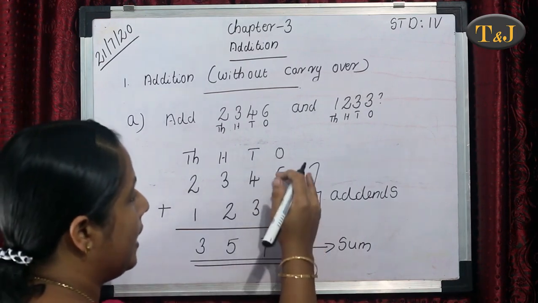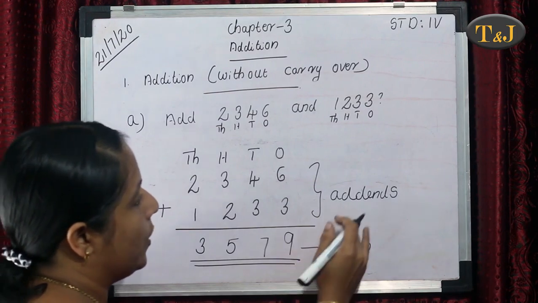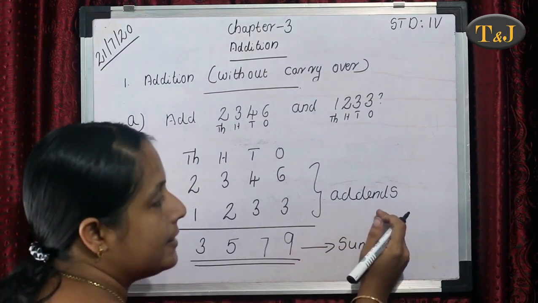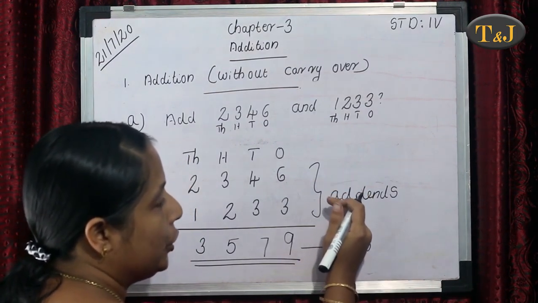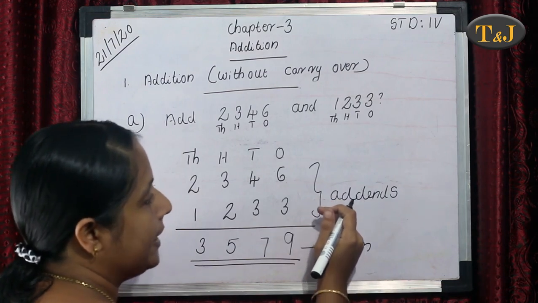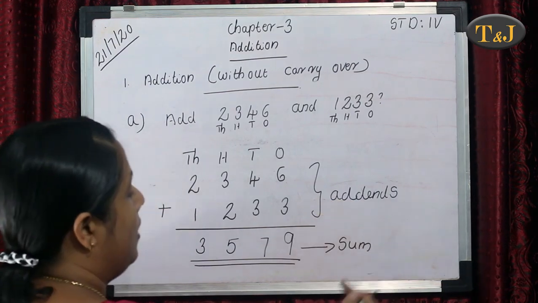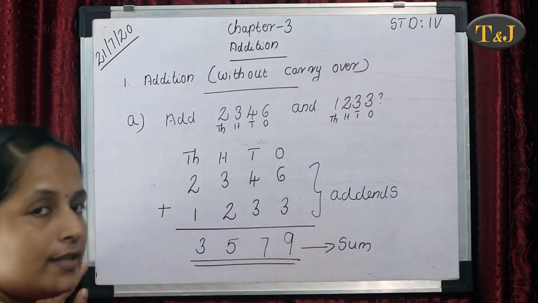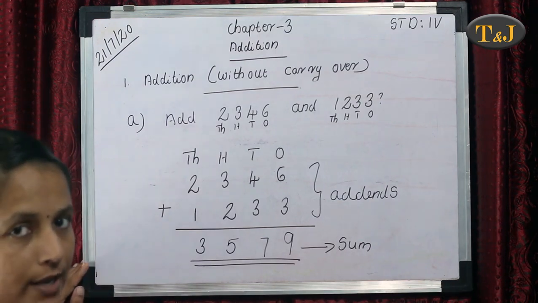The two numbers we are adding are known as addends. It is a new term. Then the result is known as the sum.